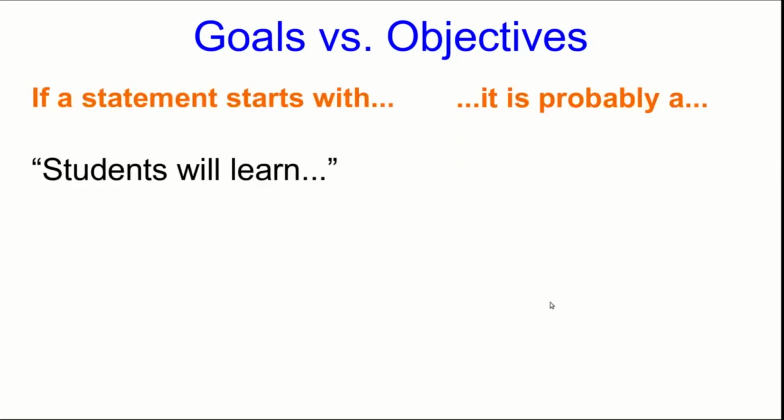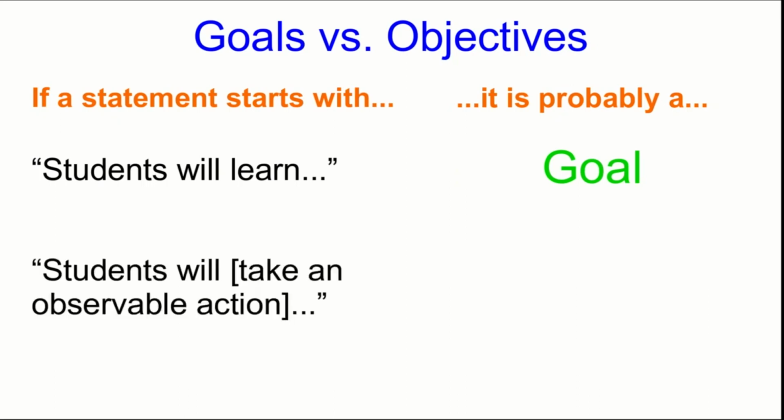Notice that in all the examples I just gave, the goals started with students will learn. Remember, unless you're telepathic, you have no way of actually knowing what your students have learned directly. You need, for an objective, to set a goal of them taking some observable action. Not all goals start with students will learn, but many do. But for an objective, you need things like students will state, students will calculate, students will debate, students will critique. Those are all good starts for objectives.